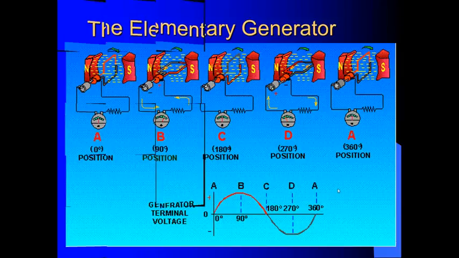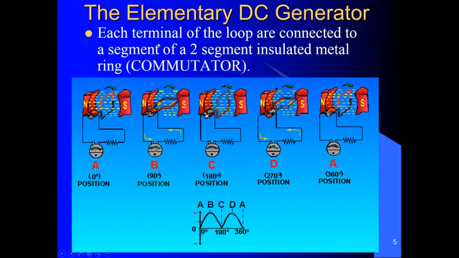In order to turn it into a DC generator, we very simply add a commutator and brushes, and it says a segmented insulated metal ring of 2 segments. Again, it basically is split halves. It keeps the power going through the same direction.